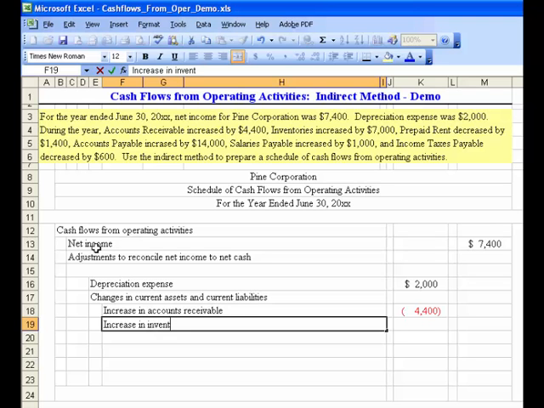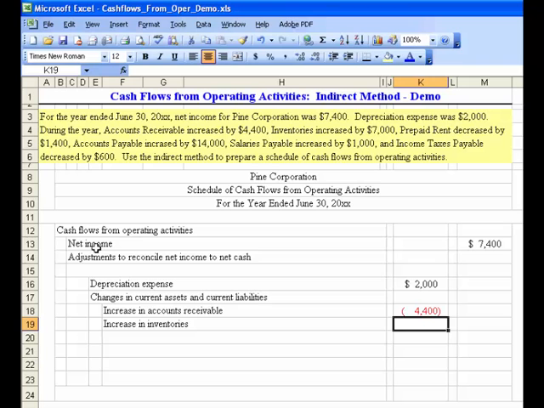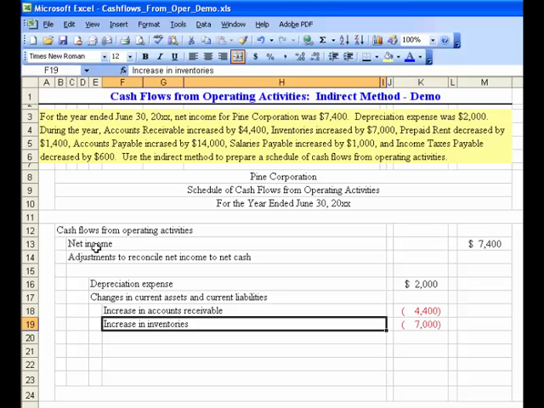Again, this is the same logic since it's also a current asset. If it increased, we've got a use of cash. All other things being held the same, to go from a net income to a net cash position, if inventories increased, then we must have used cash to finance that increase.